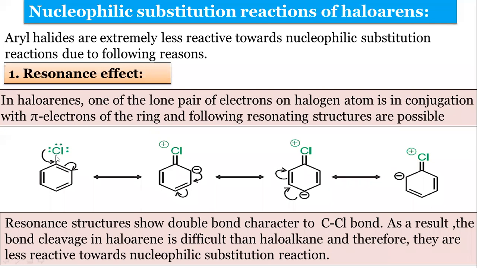Nucleophilic substitution reaction means we have to replace this halogen from the aryl halides, and it is very difficult to break, because resonance takes place and the bond becomes very strong. This is due to the resonance effect.